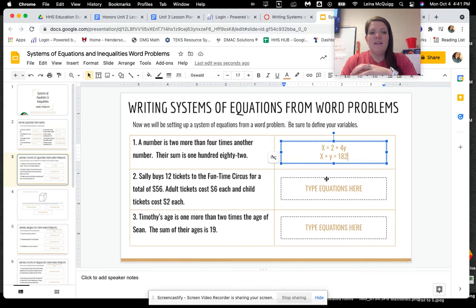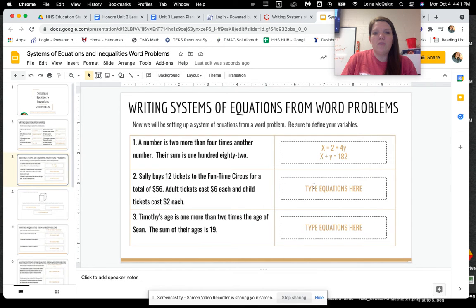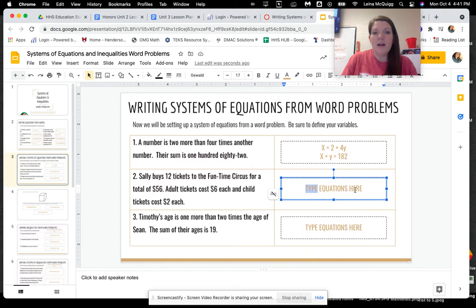So now we have: Sally buys 12 tickets to the Fun Time Circus for a total of $56. Adult tickets cost $6 each, and child tickets cost $2 each. So I want to write two equations. Whoops, I didn't mean to scroll. Okay. Sally buys 12 tickets to the Fun Time Circus for a total of $56.